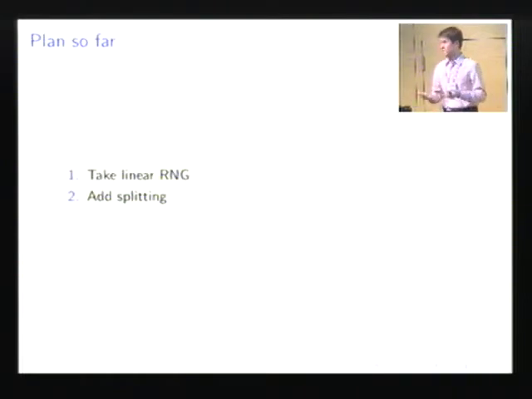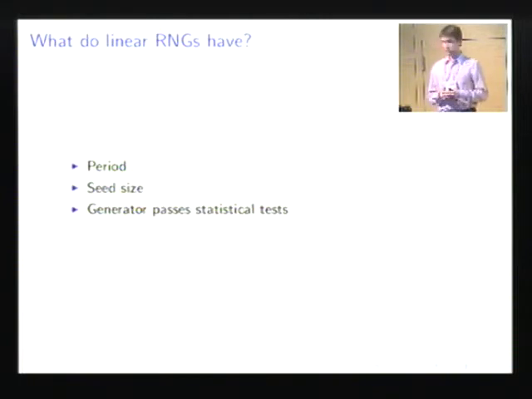And so far, there has not been much research about how to make splittable random number generators. The way it was done in Haskell was that a known linear random number generator was taken from the literature, and splitting was added on top of that in some way. But it's not so easy to add splitting to a linear random number generator, because there are very few formal properties that a linear random number generator has.